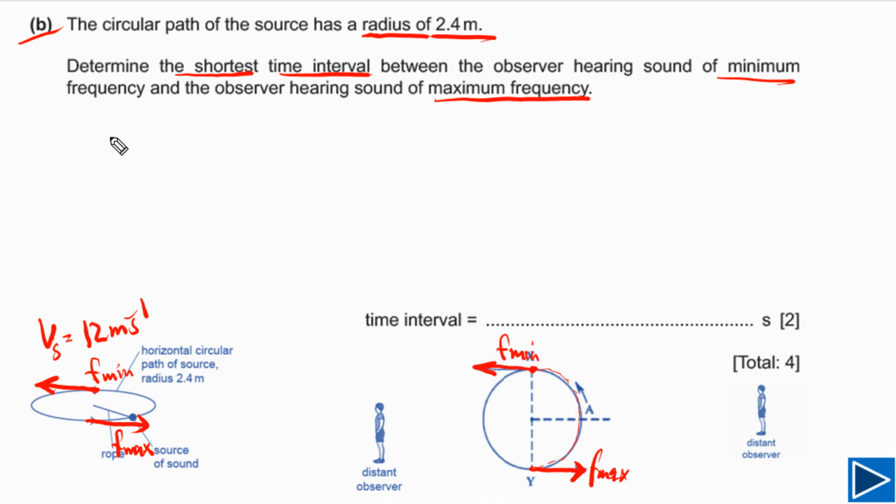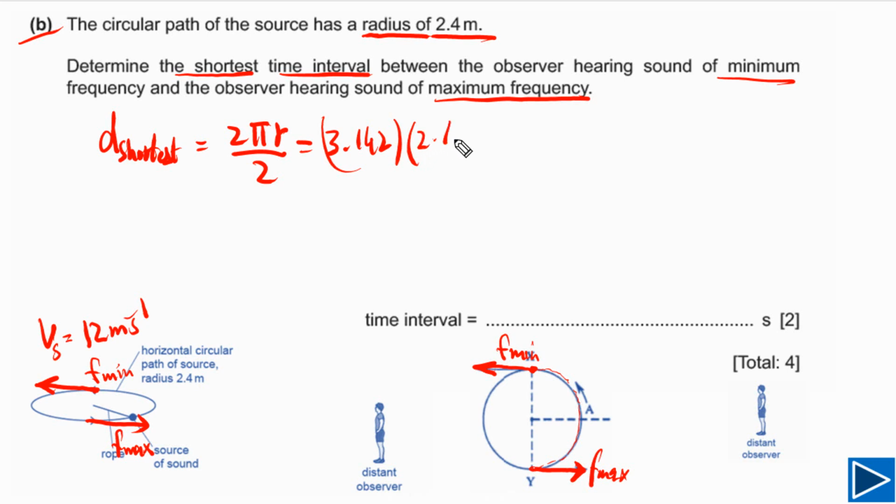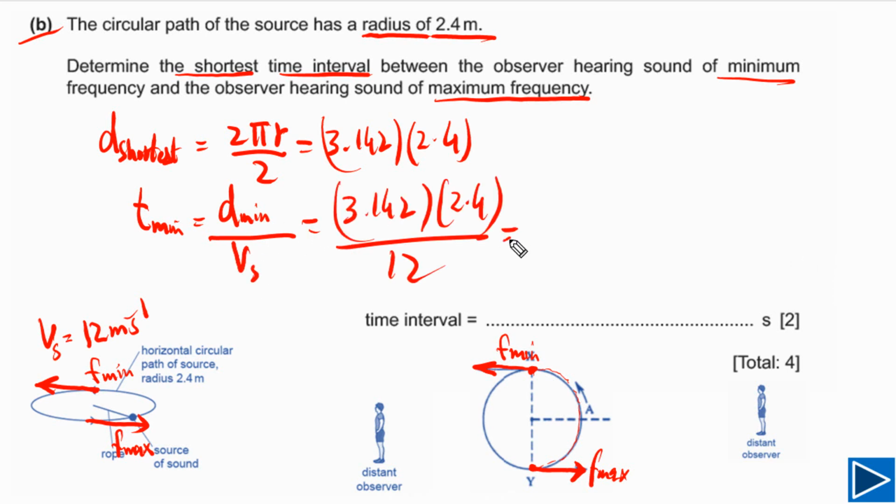First of all, let's find the shortest distance between 2 points. The shortest distance is equal to 2 pi r divided by 2, or simply 3.142 multiplied by the radius. Radius is 2.4. We need to find the shortest time, meaning the minimum time, that will be equal to the minimum distance between this point and this point. So this is the minimum distance, and we need to divide by the speed of the source. If we solve this, our final answer is 0.63 second.